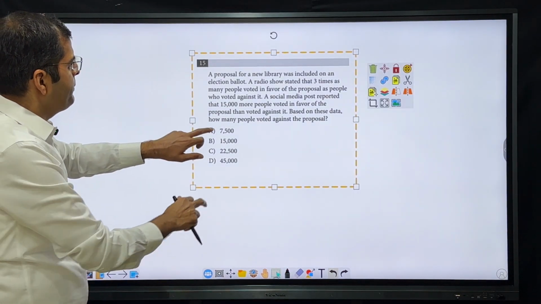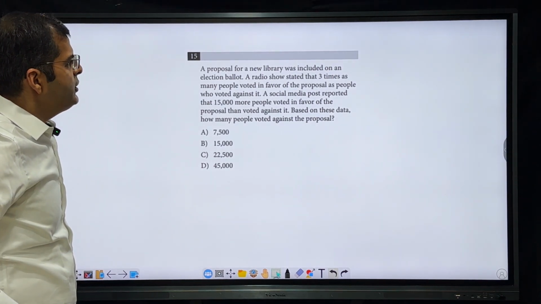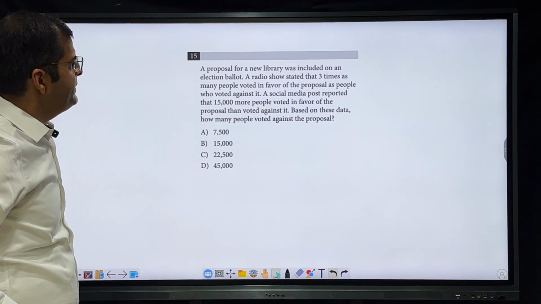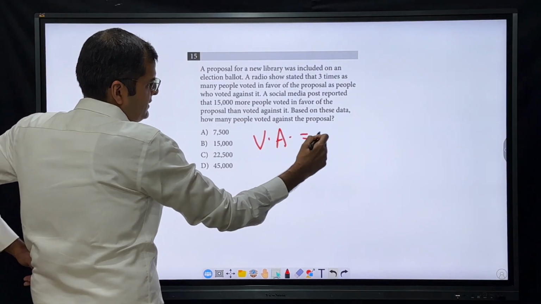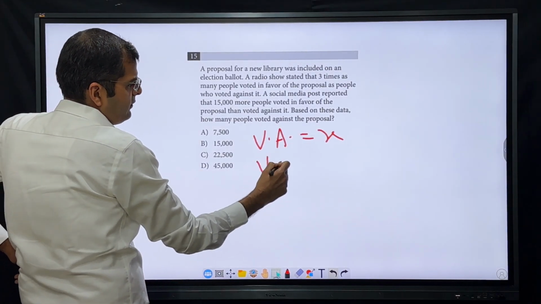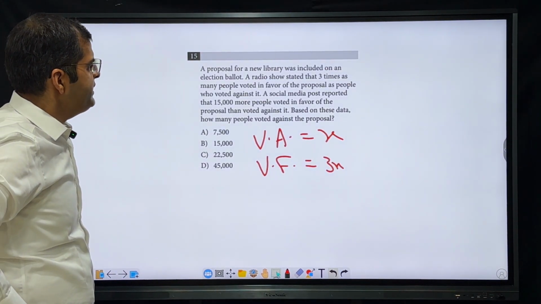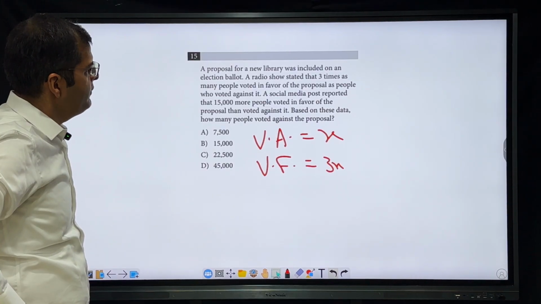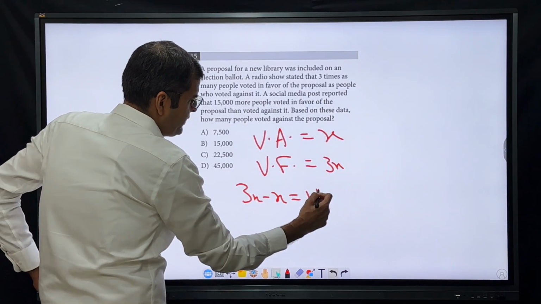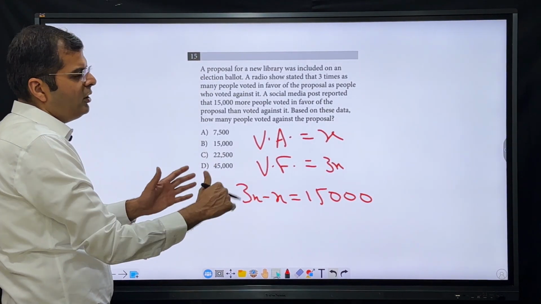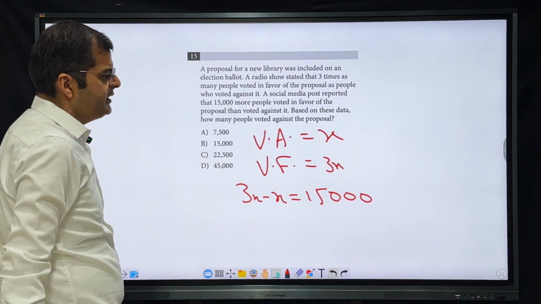Now this question says a proposal for a new library was included on an election ballot. A radio show stated that 3 times as many people voted in favor of the proposal as voted against it. So voted against, let's say is x. So voted in favor, VF, will be 3x. A social media post reported that 15,000 more people voted in favor of the proposal than voted against it. That means 3x minus x is equal to 15,000. Okay, 15,000 more people voted in favor than against it. So the difference between voted in favor and voted against is 15,000.